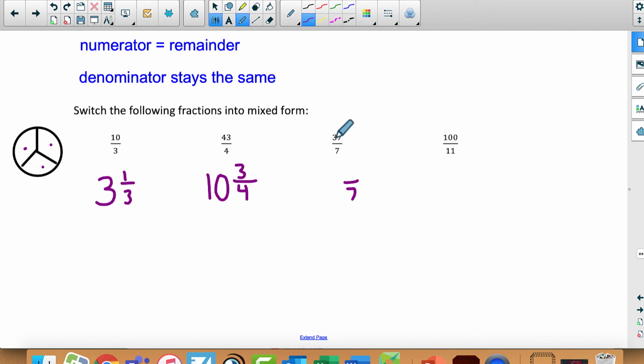7 goes into 37. How many times? 5 times. You can get 5 wholes out of this. Every 7 you get a whole. 5 times 7 is 35. So it's 35 pieces taken up. You still have 2 more. The remainder is 2. So 5 and 2 sevenths.